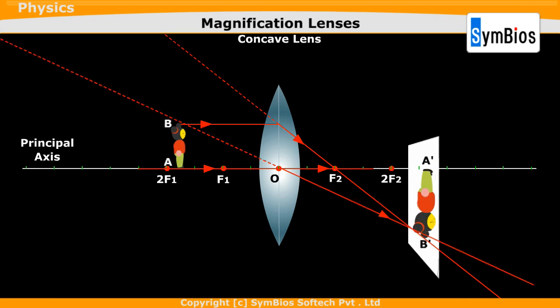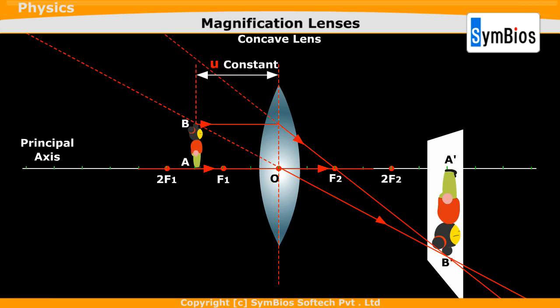Now we will keep object distance U a constant and change the focal length and see the subsequent changes to the image distance, magnification, and the height of the image.